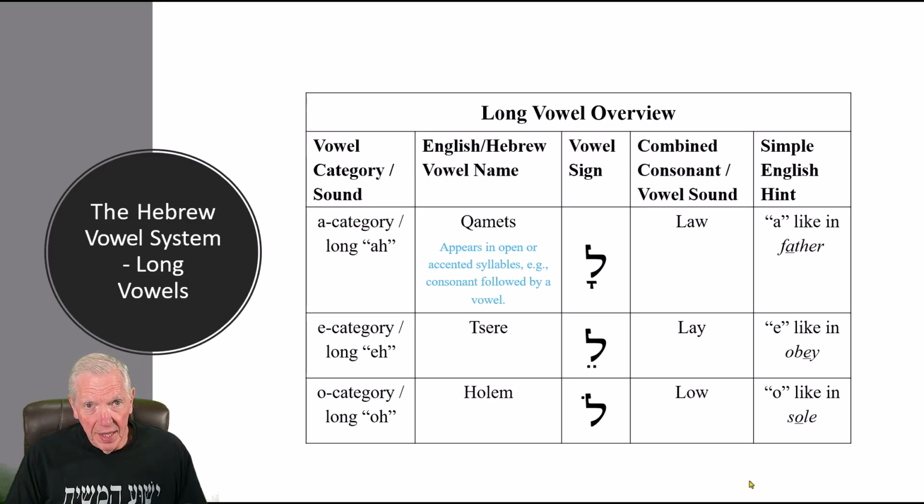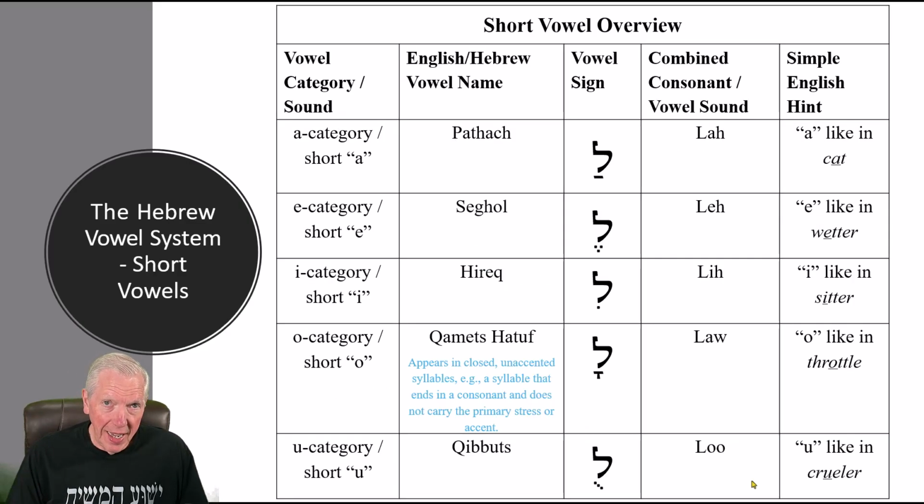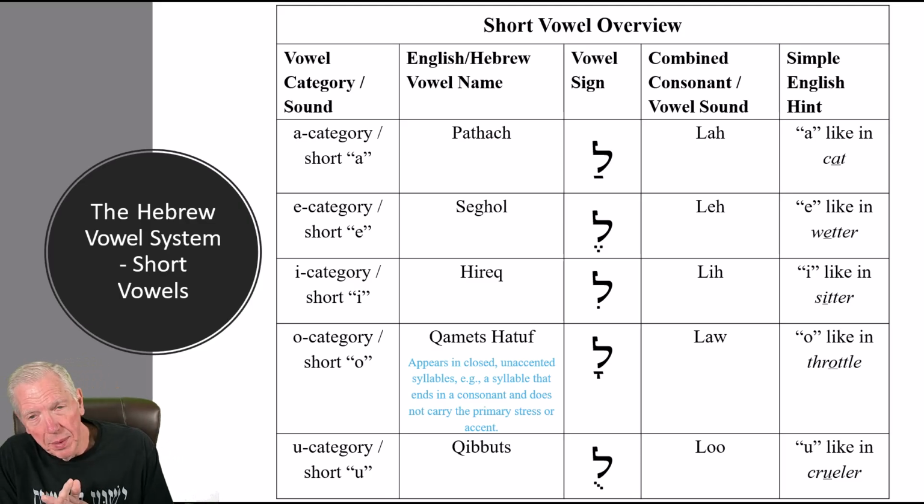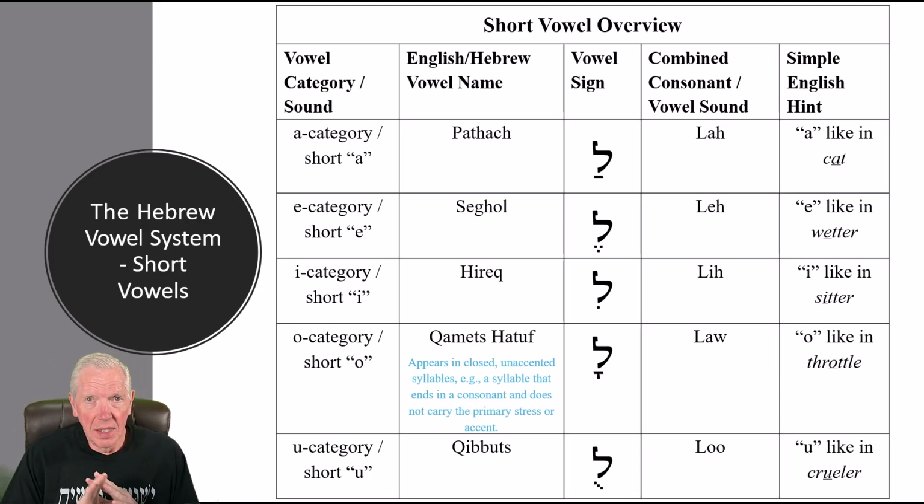Okay, this is the big guy, the short vowels. There's an A category, an E category, an I category, an O category, and a U category. So we've got a short A, a short E, a short I, a short O, and a short U. Let's take a look at these, because these are really interesting, and this is everyday stuff, guys. You're going to see this all over the place in biblical Hebrew. The long vowels, the short vowels, all the Masoretic vowels are there. They're really good to know.